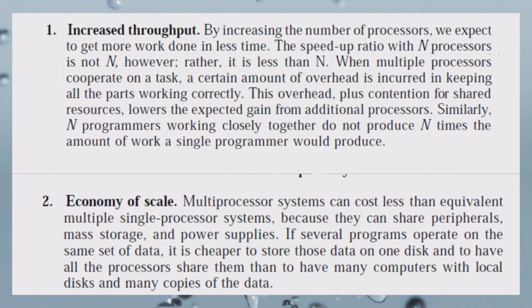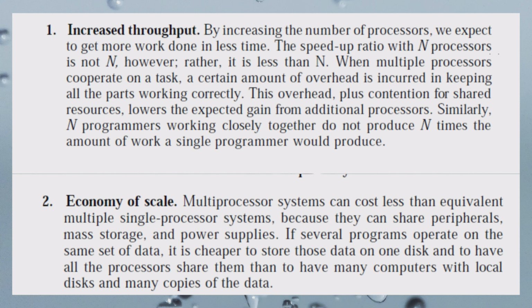The speedup ratio with n processors is not n; rather, it is less than n. When multiple processors cooperate on a task, a certain amount of overhead is incurred in keeping all the parts working correctly. This overhead, plus contention for shared resources, lowers the expected gain from additional processors. Similarly, n programmers working closely together do not produce n times the amount of work a single programmer would produce.